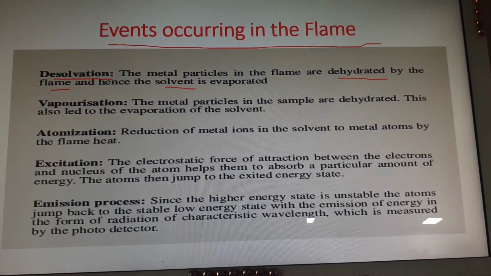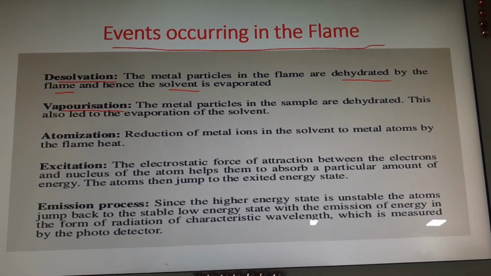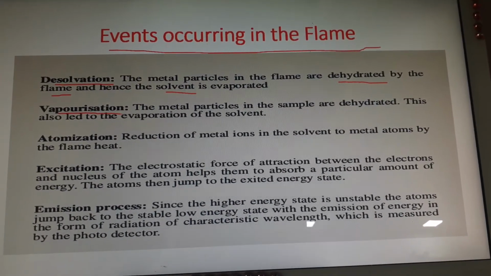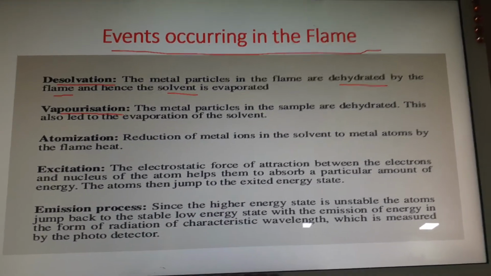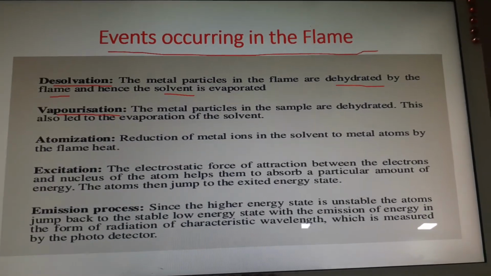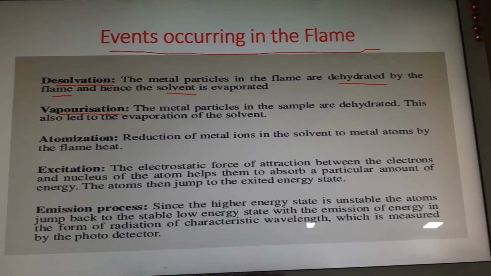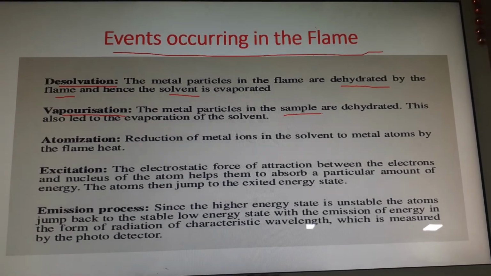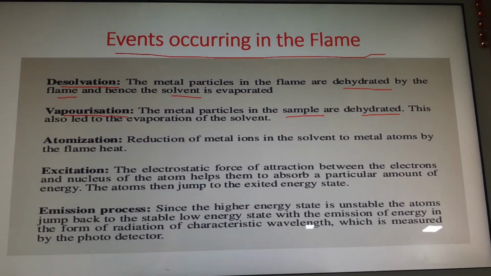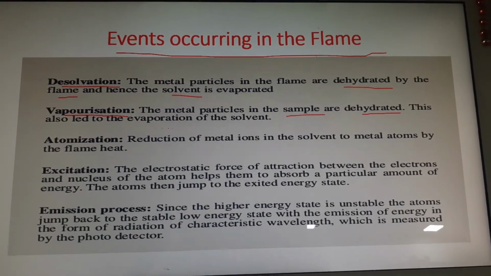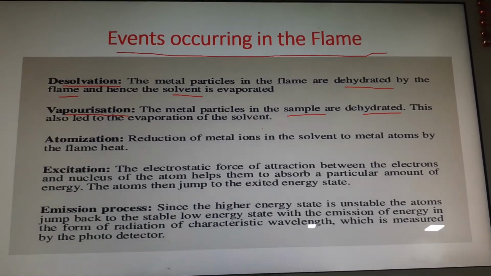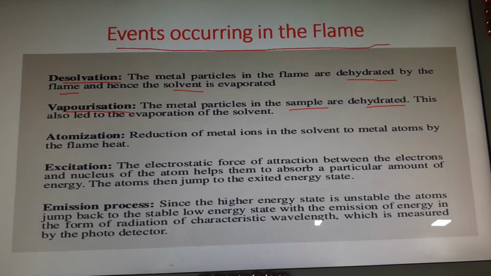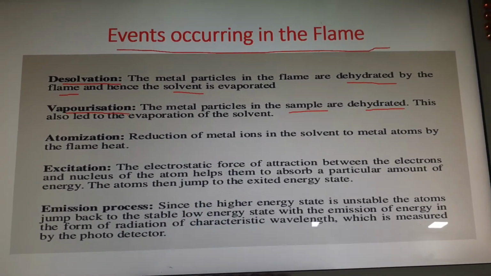The second one is called vaporization. Please don't get confused, as the solvent is already evaporated. Now what is this vaporization? The solvent has been evaporated, so now what is remaining? The metal particles. The metal particles in the sample are dehydrated. This also leads to the evaporation of the solvent. So the solvent in which the metal is present is first of all removed, and then the vaporization of the metal takes place.